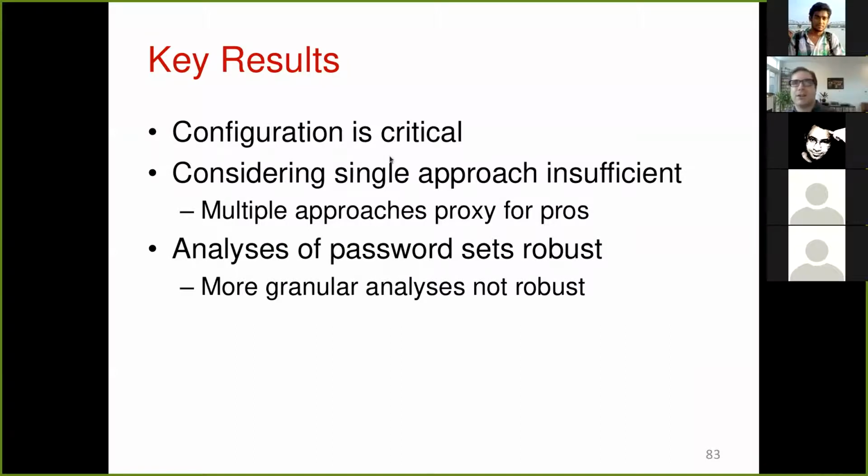And so ultimately, what we found is that configuration of these tools is critical. So this whole idea of a grad student trying their best the first time they're cracking passwords is probably not the right way to do research. And also what we found is that considering a single approach is insufficient. Whereas if you consider all these different conceptual approaches, the tool-based ones, the probabilistic ones, that was actually a decent proxy for what the professionals at CoreLogic were doing. If you're looking at these different tools, you could get a pretty good sense of how different sets of passwords compare. But looking at a particular password, how secure it was, is not robust to looking at just a single tool, right?